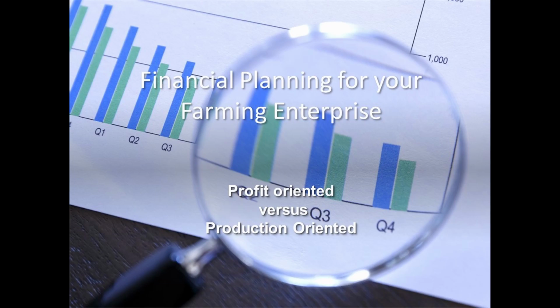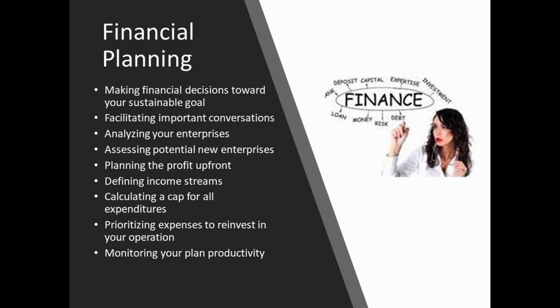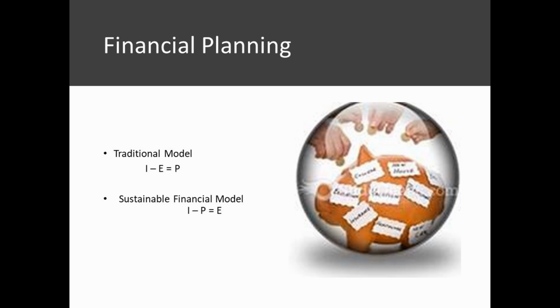Today we're going to talk about your financial planning for your farm enterprise. We're going to look at profit-oriented versus production-oriented. Under financial planning, these are the 10 questions or areas that we're going to look at today for your financial planning exercise. Traditionally, looking at profit was a factor of income minus expenses, and then that equaled your profit. However, today we're going to turn some of that around, and we're going to look at income minus your profit equals the expenses.